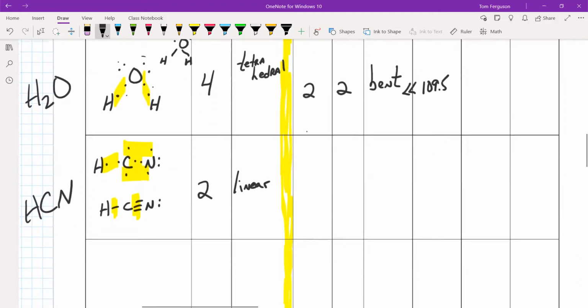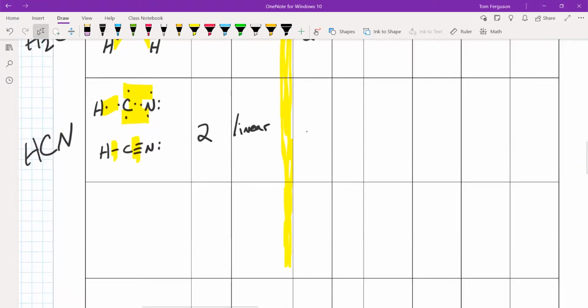Okay, let's look at hydrogen cyanide. This is hydrocyanic acid. It's very, very, very poisonous. This is what they use to gas prisoners when they were in the gas chamber. It's also what Nazi Germany used to gas the Jews in the concentration camps. This stuff is very, very deadly. What it does, it binds up your hemoglobin. So your hemoglobin cannot carry oxygen or carbon dioxide.